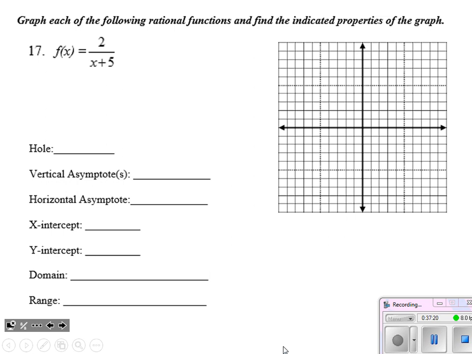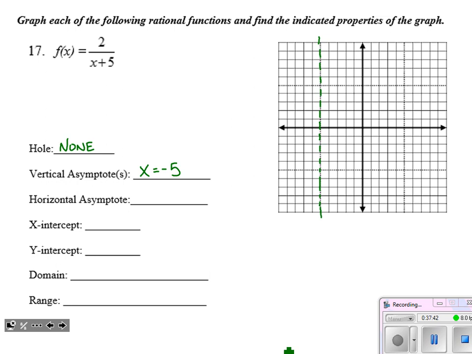All right, I notice right away that nothing cancels out, nothing factors, so there are no holes in the graph. Vertical asymptotes, what would make the denominator 0? Well, if x were to equal -5, that would certainly make the denominator 0. Let's go ahead and put that in right now.